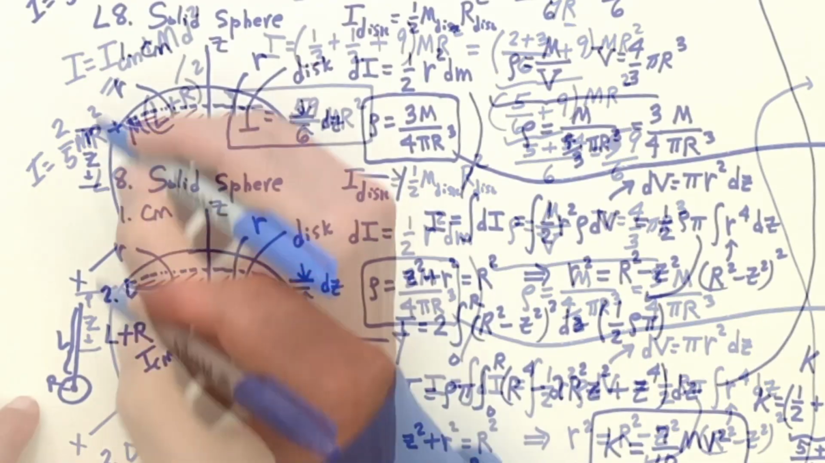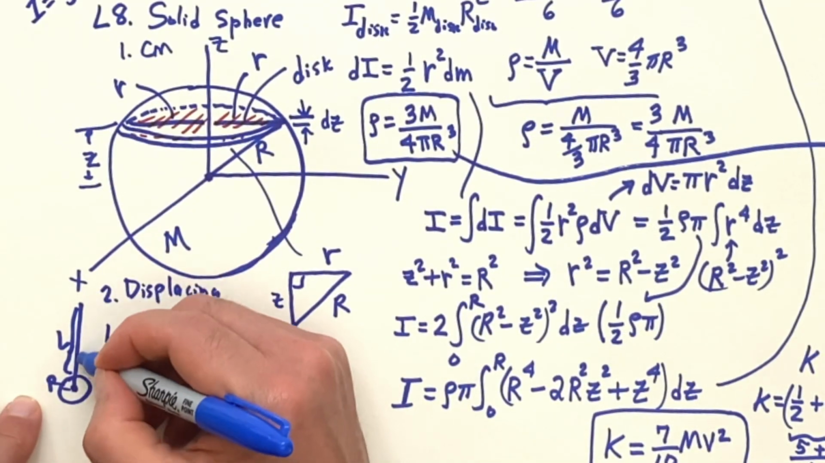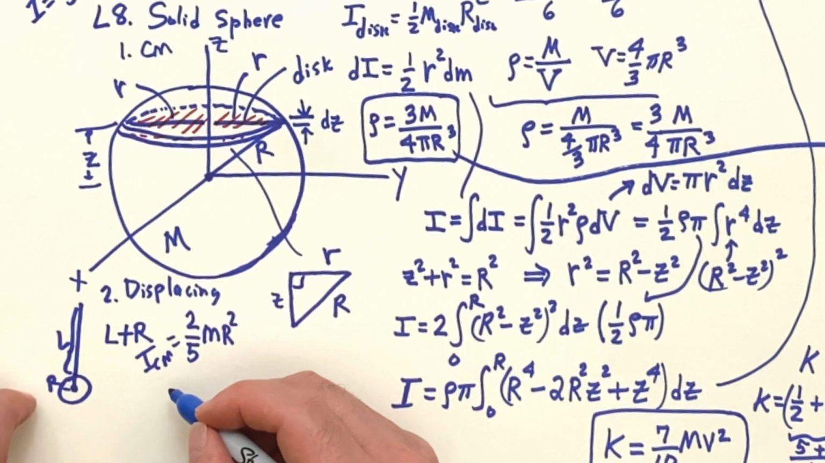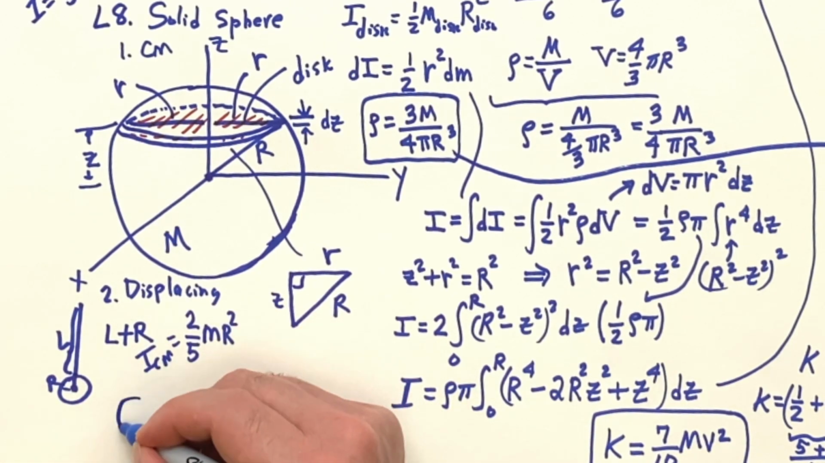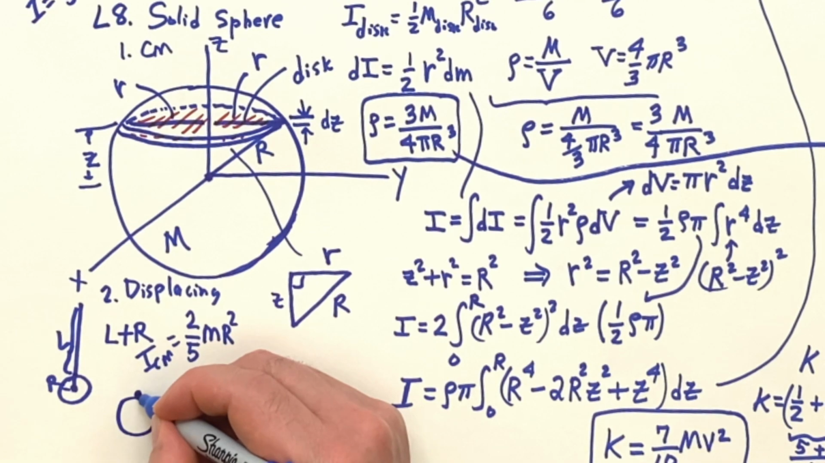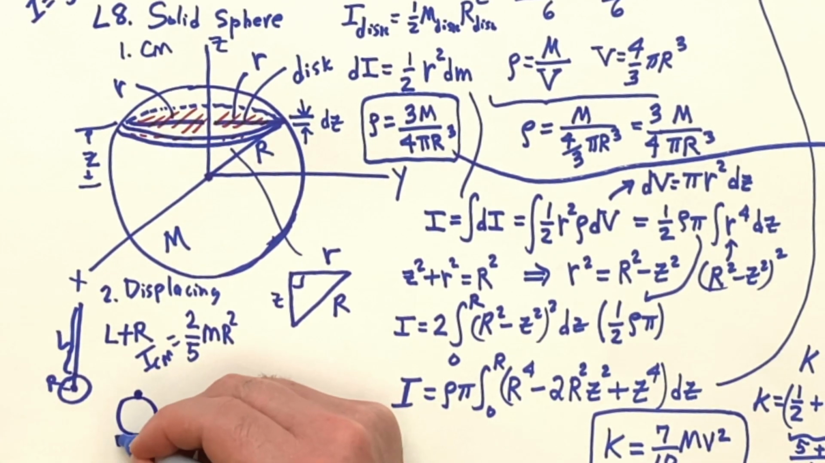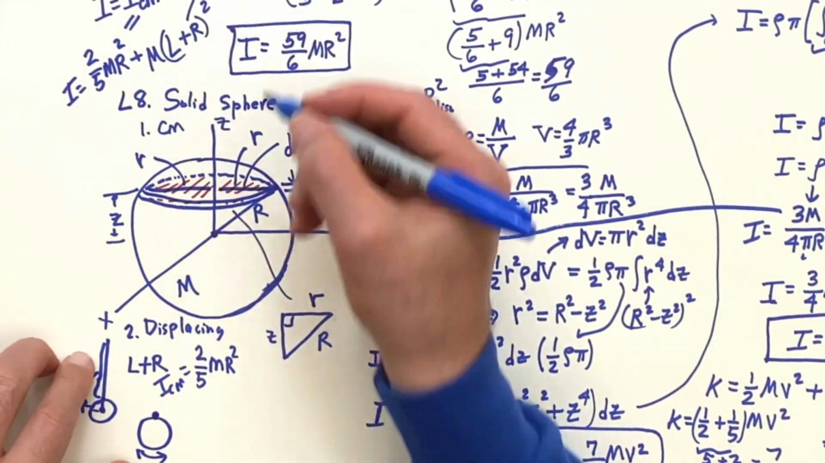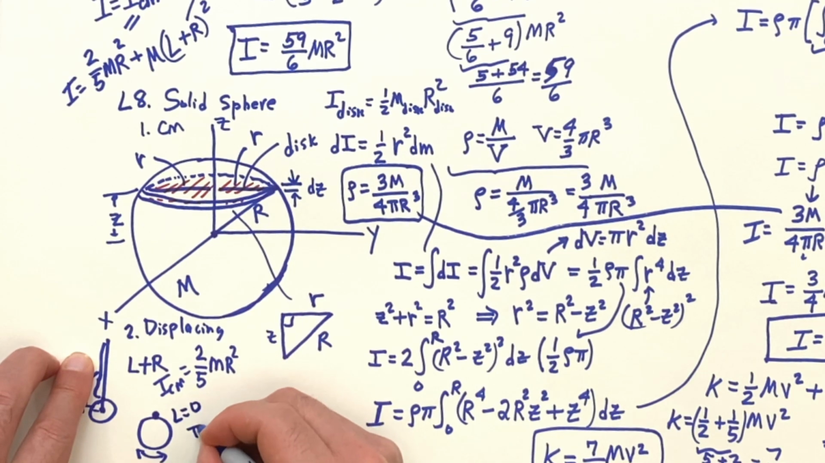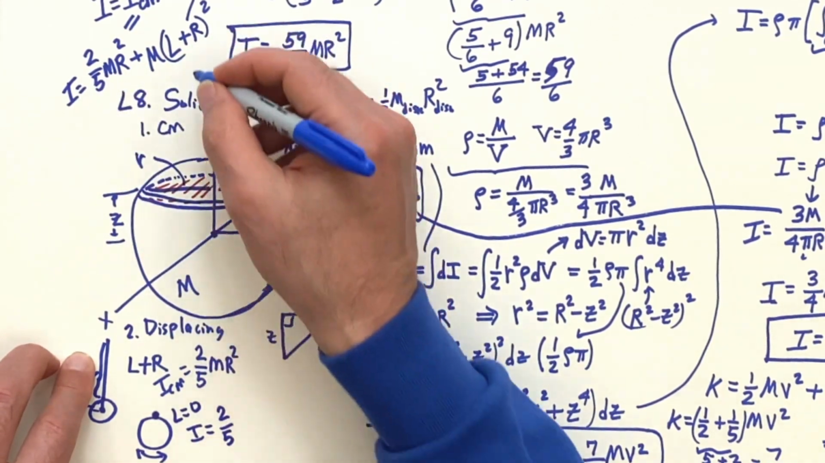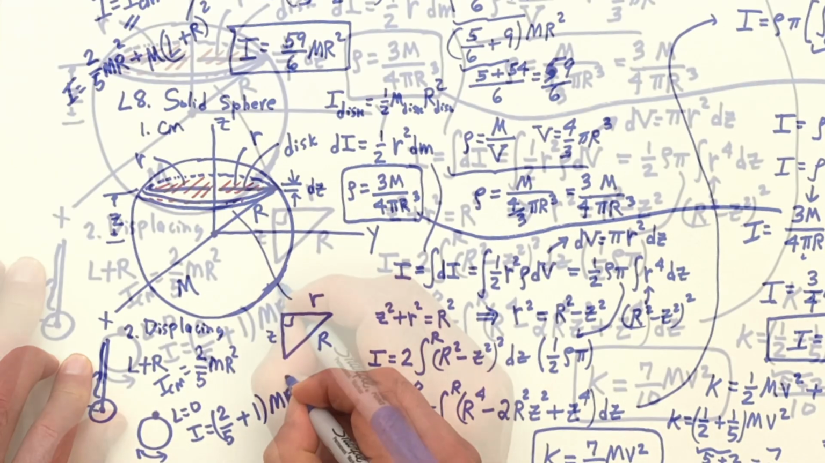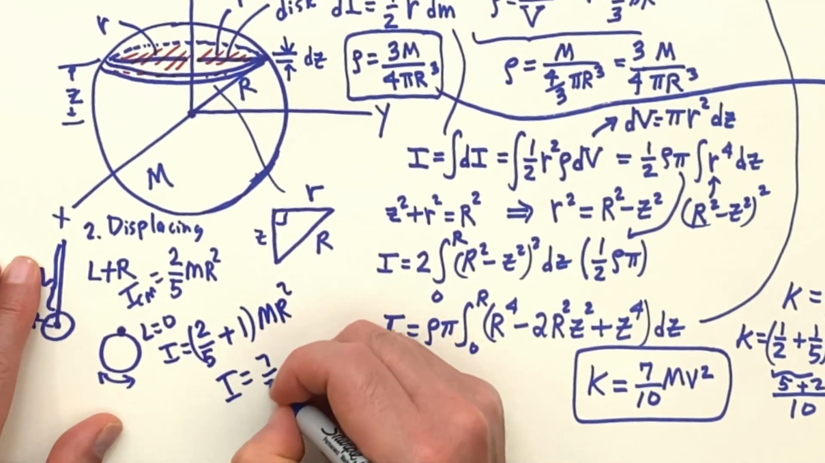If the L should be 0, this is interesting. If the L is 0, then what you're doing is hanging the ball from here and letting it go back and forth. And this formula includes that. If the L is equal to 0, then you would get 2/5 m r squared plus m r squared plus one more m r squared, and that's going to be 7/5 m r squared.